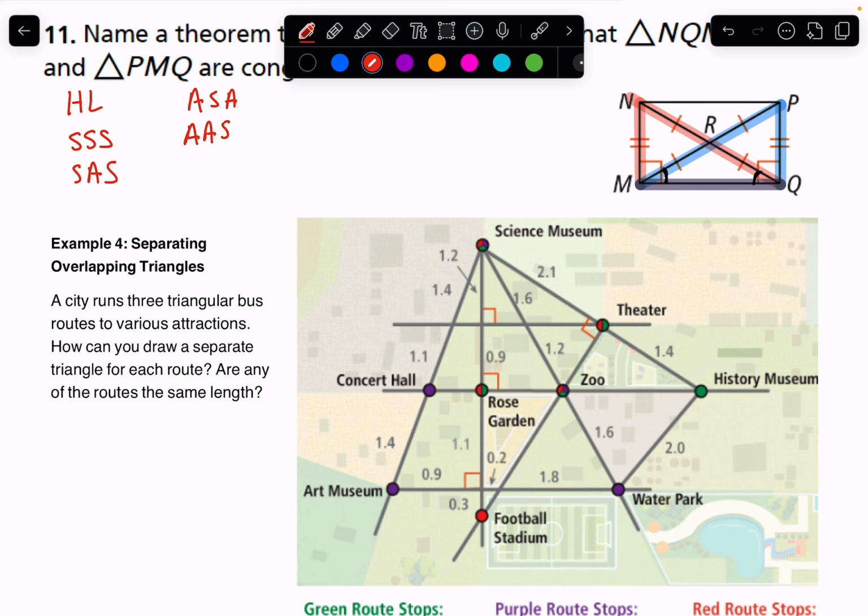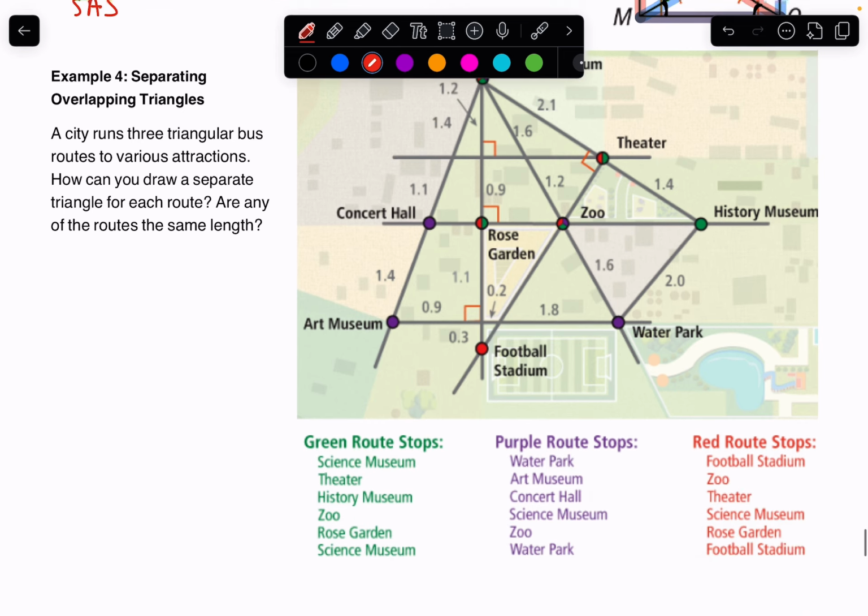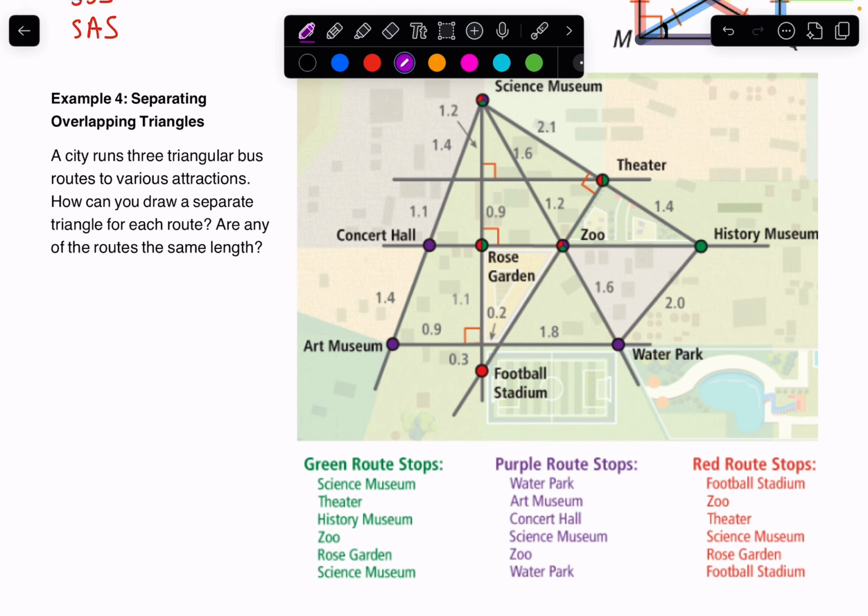Last one, separating overlapping triangles. I've got to run these 3 bus routes, and I can draw a separate triangle for each of them because I can just draw where they go. So I'll draw my purple route in here. Oops, I want my highlighter. There we go, purple route. I'm just following the stops.